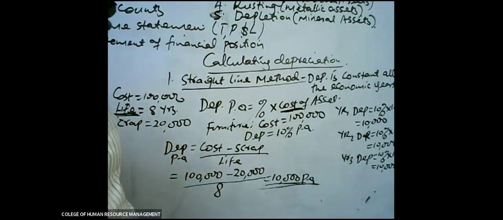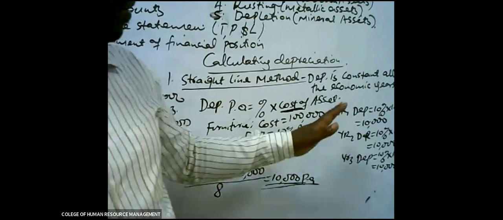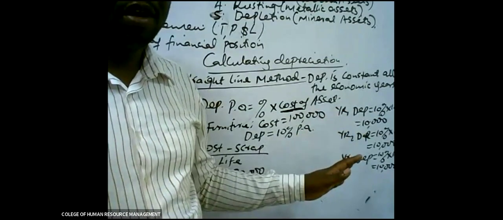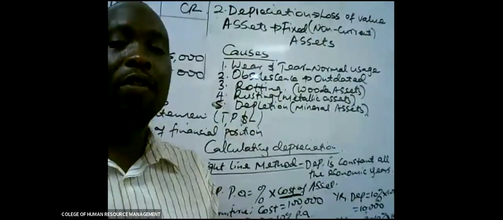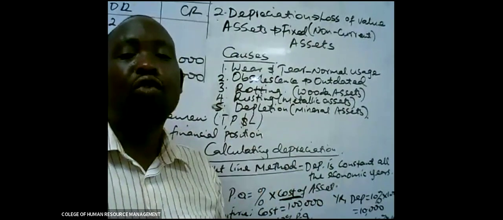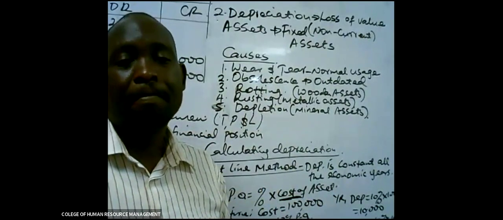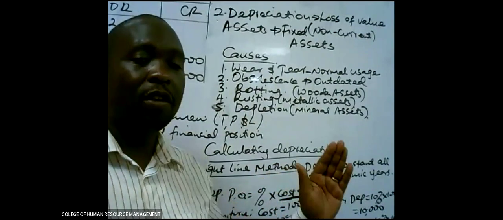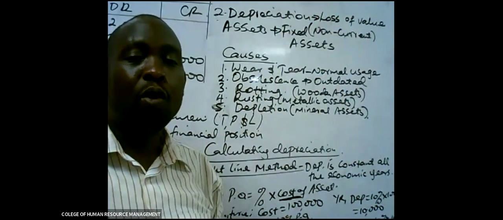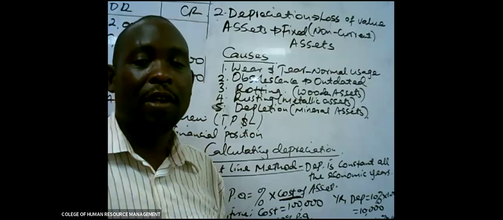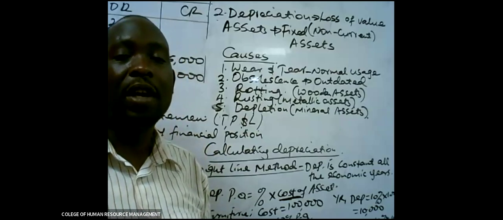And before I go far, the depreciated amount every year, the amount that you calculate and say this is the depreciation, should be treated as an expense. So if it is 10,000 in year one, when we are listing the expenses, we shall capture depreciation on furniture, 10,000. It is going to be treated as an expense.